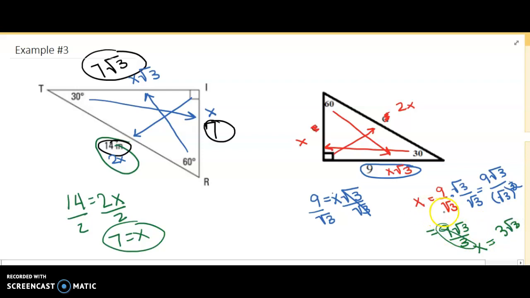After I know my x is 3 square root of 3, I can plug it in. This side is just 3 square root of 3. This side is 2 times x, so 2 times 3 square root of 3, and as we did in our radical review, we just multiply what's on the outside together, 6. There's only 1 square root of 3. This side is 6 square root of 3. There are my 3 sides.